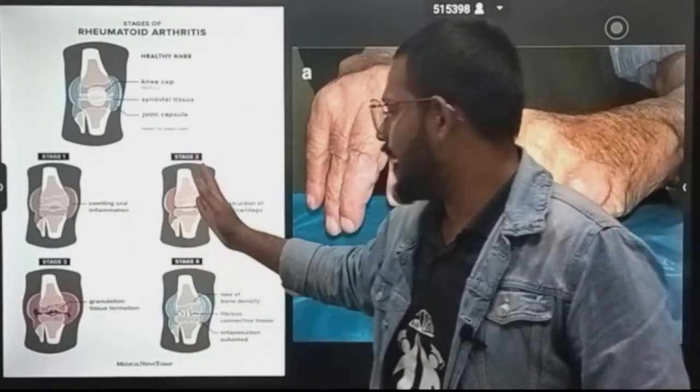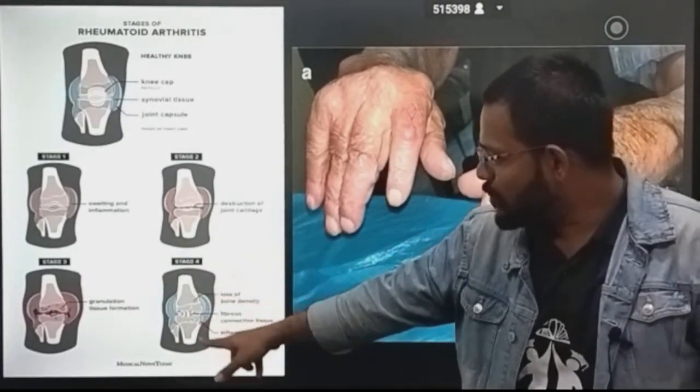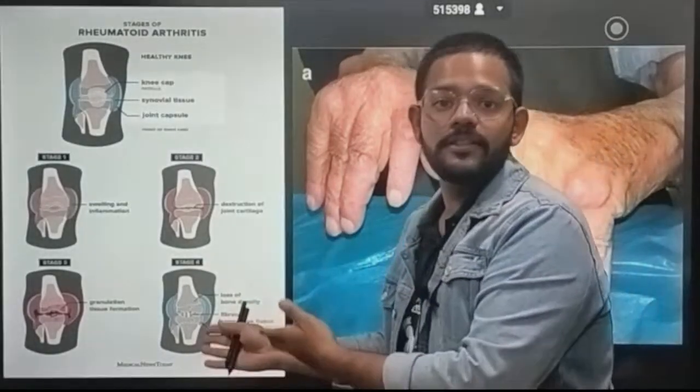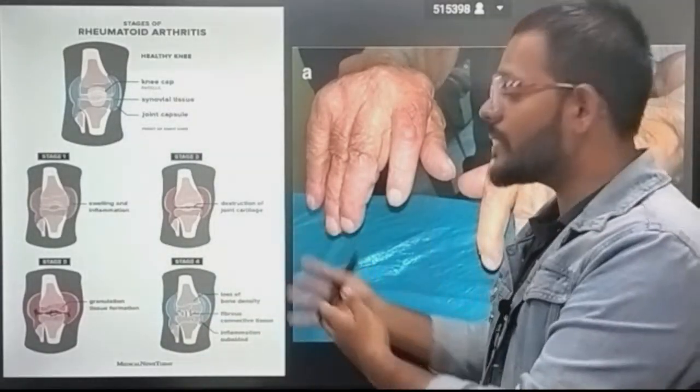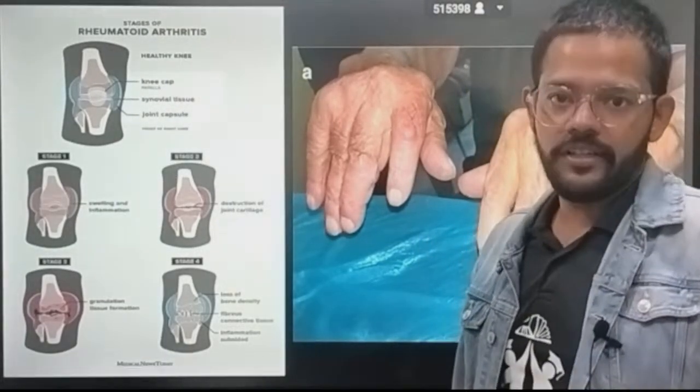Okay, stage 1, stage 2, stage 3 and stage 4. In stage 4 you will find that both the bones get attached to each other. Now these movable synovial joint bones become immovable. That is how dangerous this disease is, and it is an autoimmune disorder.